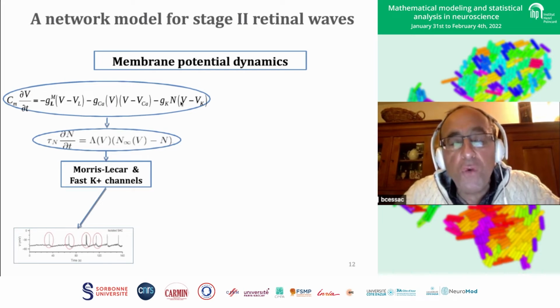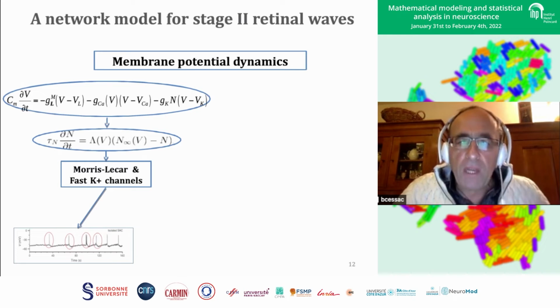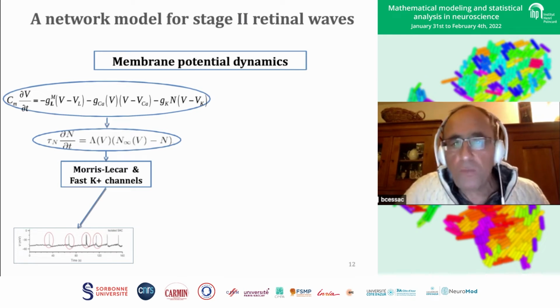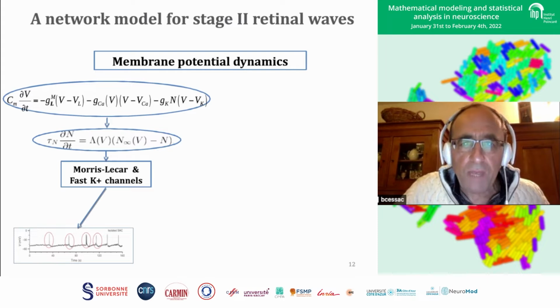Here it's fast. It's a few milliseconds. So I want to insist on one point. You don't see sodium in this equation. This is because experimentally people have shown that sodium is not playing any role. If you block sodium with the cocktail biologists know how to make, you still observe this bursting. So they know that it comes from calcium and potassium has to be fast.